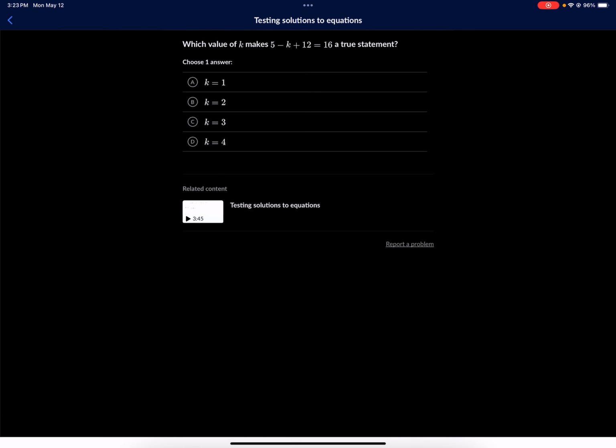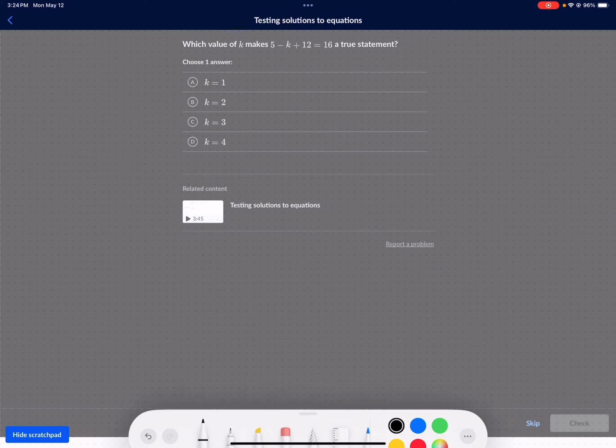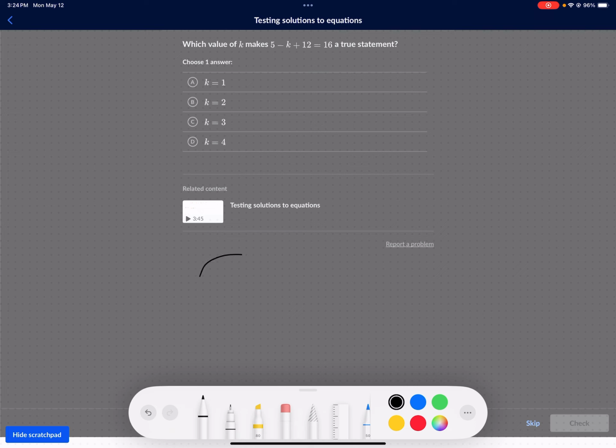Let's do a little rapid fire. Let's use some common sense. What value of k makes 5 minus k plus 12 equals 16 a true statement? So we're just going to plug in a value until this is true. So we have 5 minus k plus 12. So first, 5 plus 12, we can put 17 because that's what that is. And then minus k equals 16.